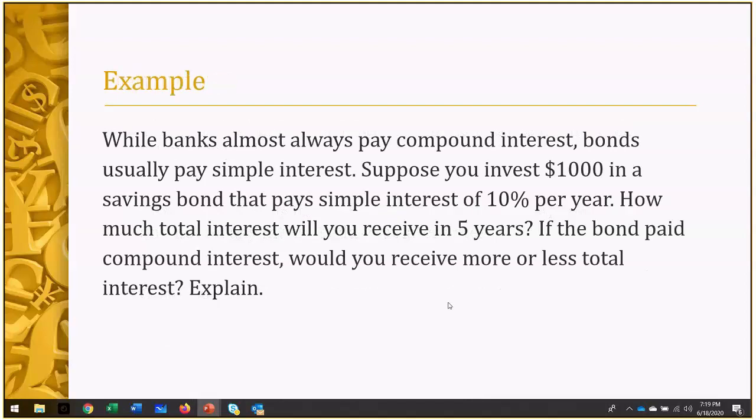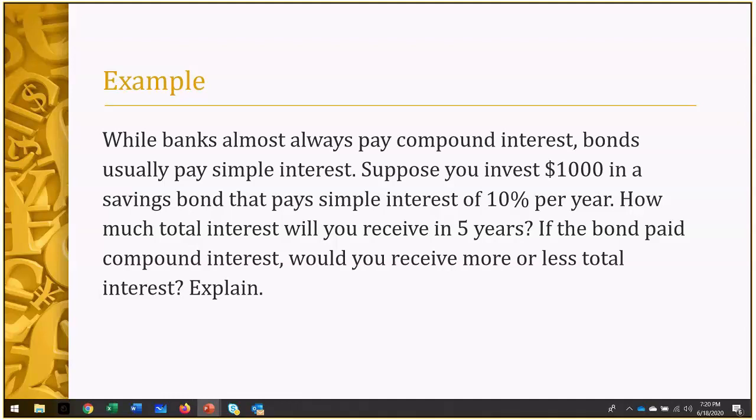Okay, so before we start the formulas, I want to just make sure that everybody understands what's going on. I want to make sure you understand the difference between a simple interest loan and a compound interest loan. I'm just going to show it to you through a table. While banks almost always pay compound interest, bonds usually pay simple interest. Suppose you invest $1,000 in a savings bond that pays simple interest of 10% per year. How much total interest would you receive in 5 years? And then, if the bond paid compound interest, how much would you receive? And would it be more or less?